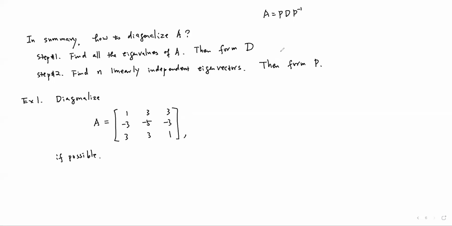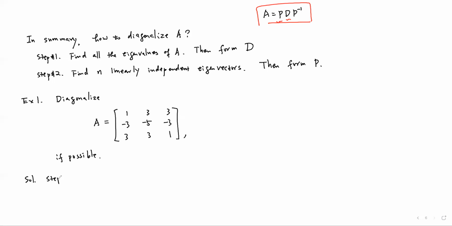Diagonalize this matrix. That means find matrix P and diagonal matrix D so that this equation is true. Now, how to find P? How to find D? Two steps. Solution.